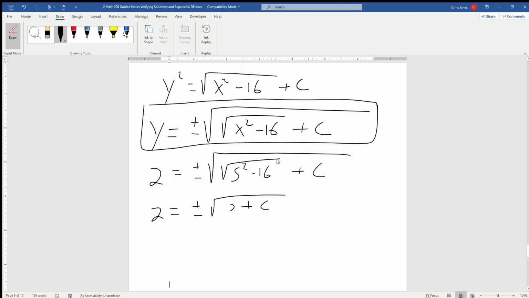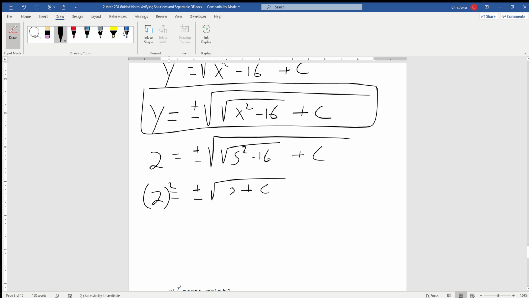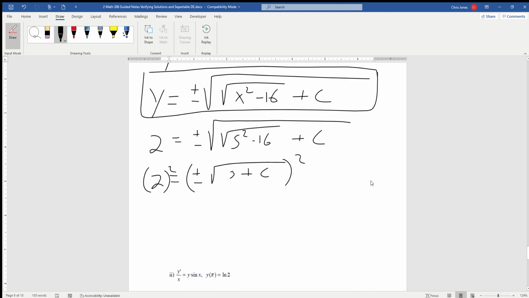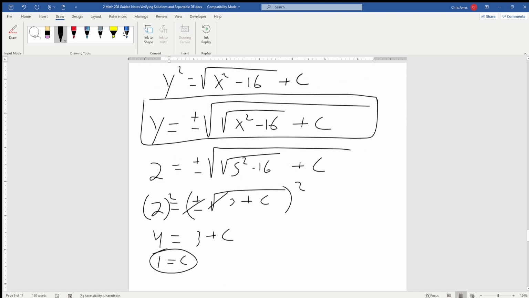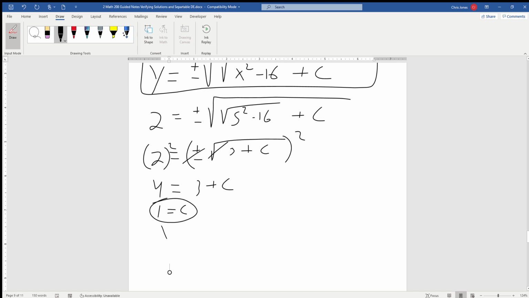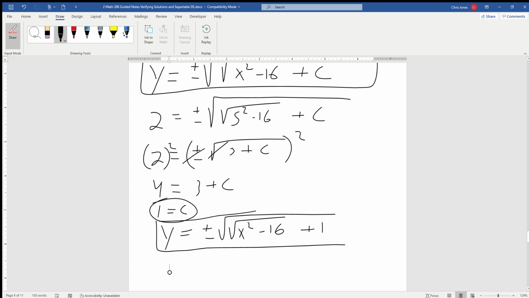We're going to square both sides. And fortunately, when we square both sides, that plus minus goes away, so we only get a singular solution. So we get that 4 is equal to 3 plus c, and mercifully, 1 is equal to c. So finally, we write our solution in the particular form, and we're going to get that y is going to be equal to plus or minus the square root of the square root of x squared minus 16 plus 1. And that's going to be our particular solution.